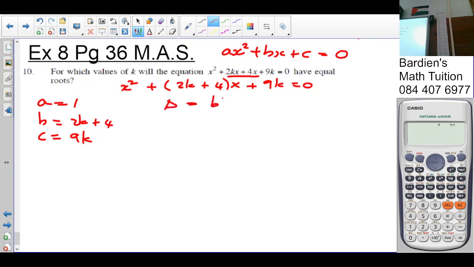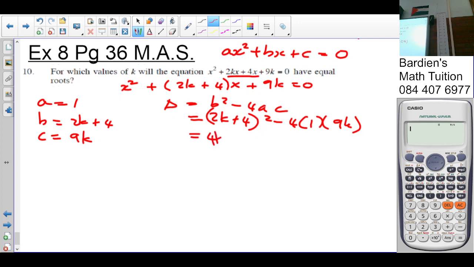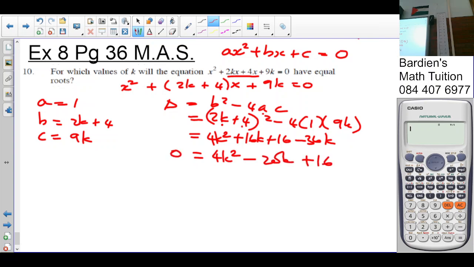Delta is equal to b squared minus 4ac, which is (2k plus 4) all squared minus 4 times a, which is 1, and c is 9k. Simply, the binomial squared is 4k squared, that times 2 is 8, 16k plus 16, minus 36k. Which now gives us 4k squared minus, what is 16 minus 36? It's 20. So 4k squared minus 20k plus 16. Not so?